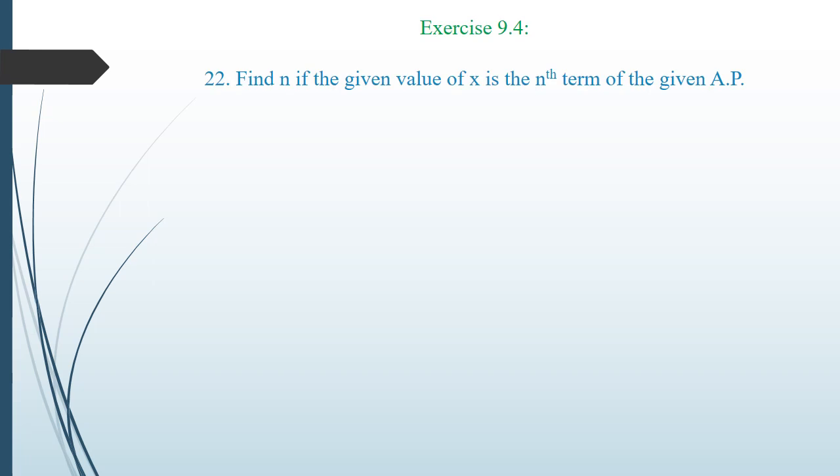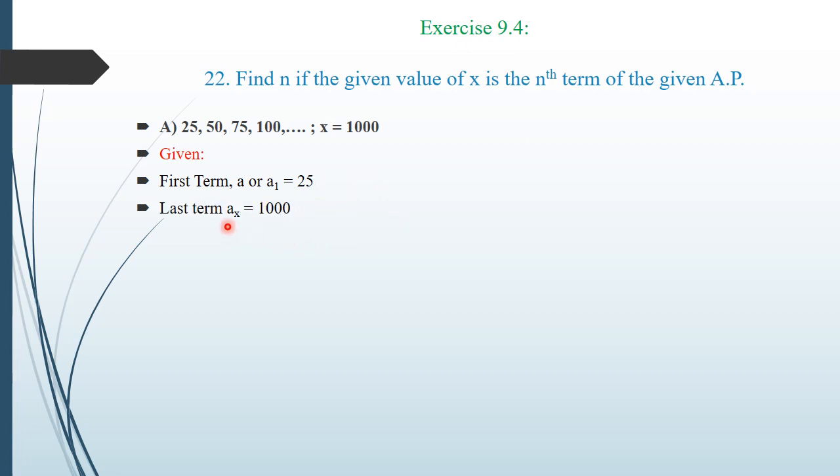Coming to the next question, question number 22, which says find n if the given value of x is the nth term of an AP. Indirectly he is telling that the nth term of an AP is given and we need to find the n value for that. In this AP, what are the given terms? That is a1 is equal to 25. Last term, that is ax, I will write it as 1000. Common difference I can calculate as a2 minus a1, that is 50 minus 25, which is equal to 25 here.